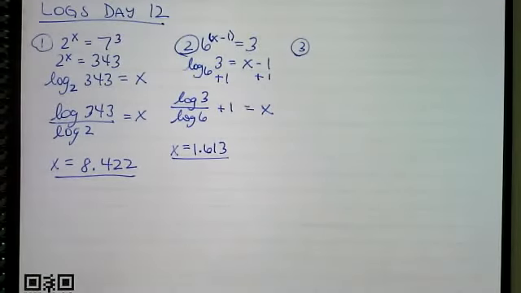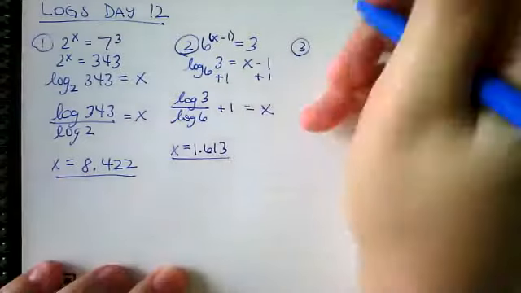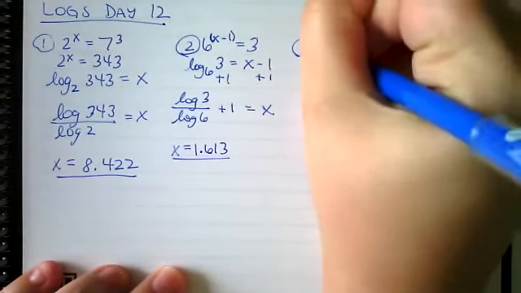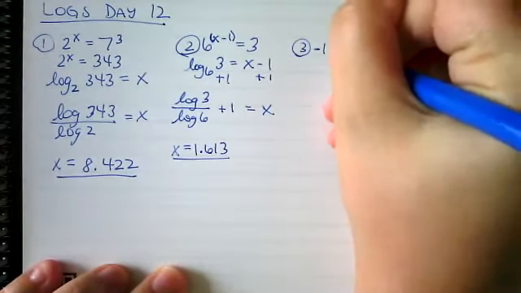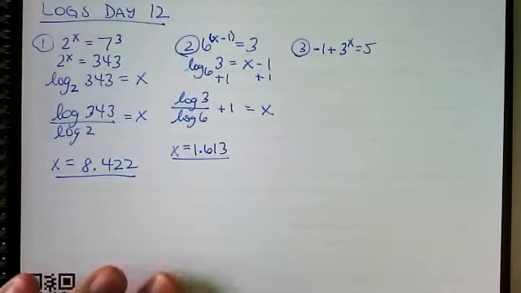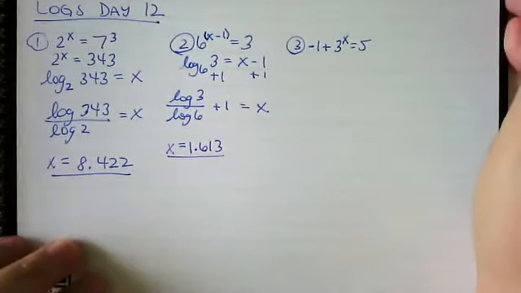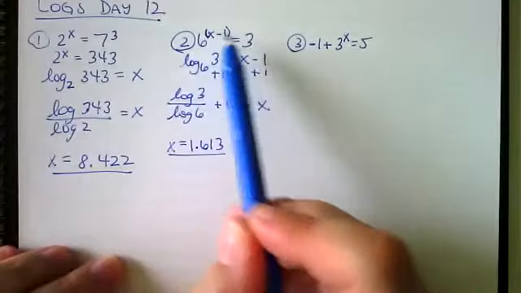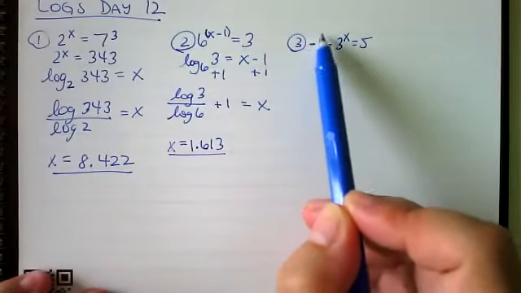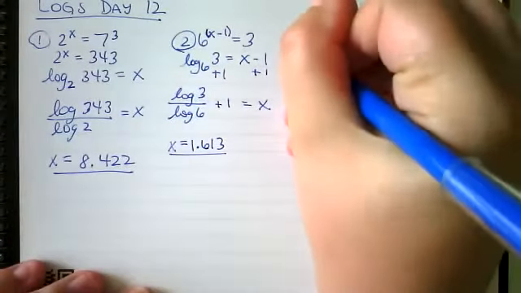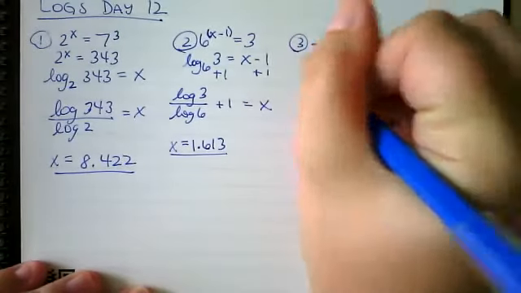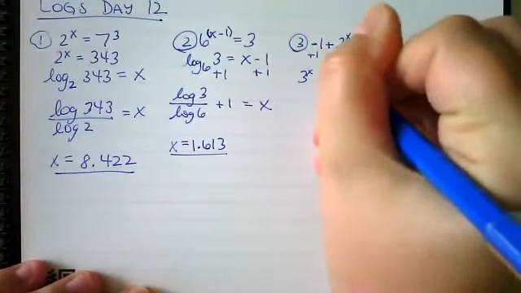Okay, so for question number 3, I've got -1 plus 3 to the x equals 5. Okay, so in here, remember you need those 3 numbers. So I have this extra -1 here, so I need to add that to the other side first. So I've got 3 to the x equals 6.